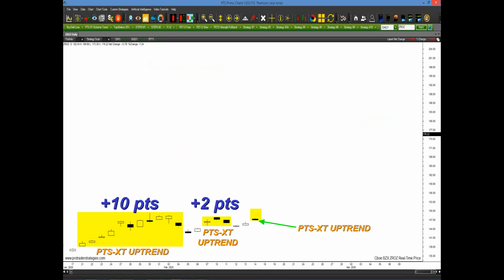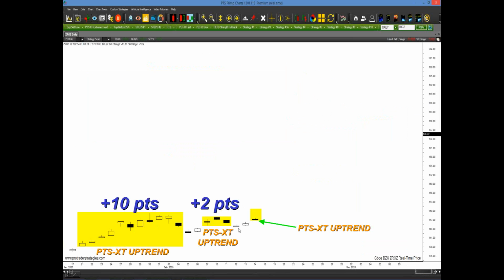All right, let's look at ZROZ. We had a couple of really nice little blocks here. The first one generated a quick 10 points. The second one, 2 points, but most likely it didn't really work well. So this is what we mean by consistency. Let's say you bought here on the opening of this first bar and it didn't work and you got stopped out. Well, remember, consistency is a 2-step forward, 1-step back process.